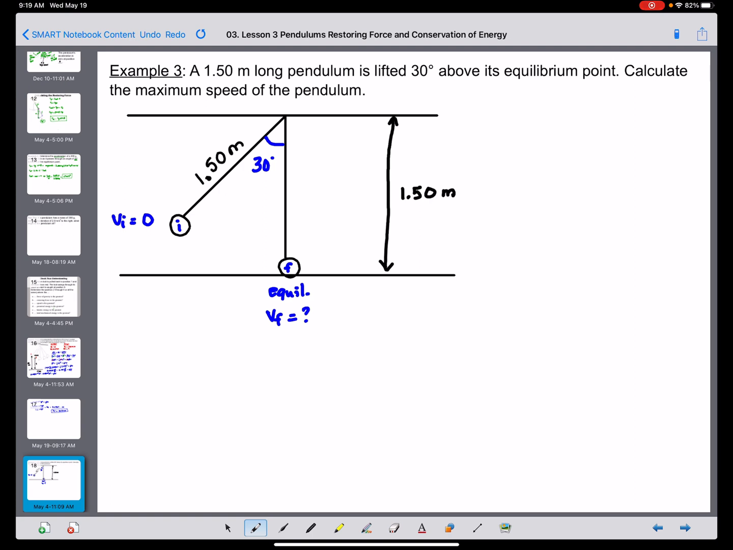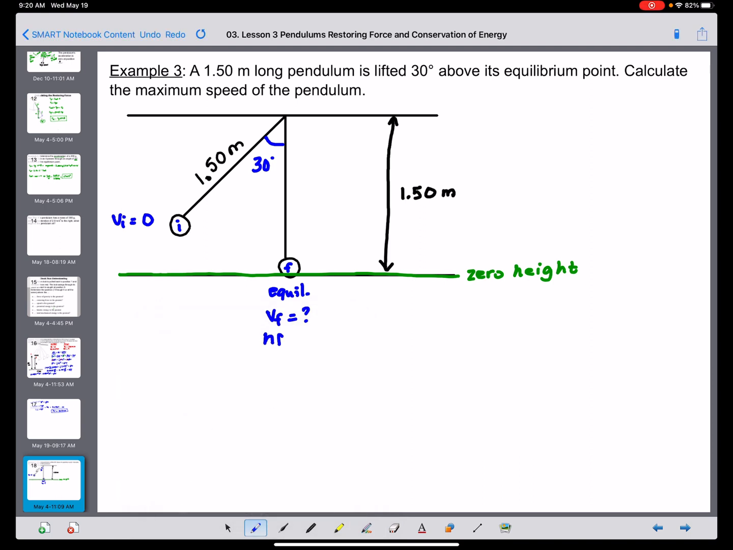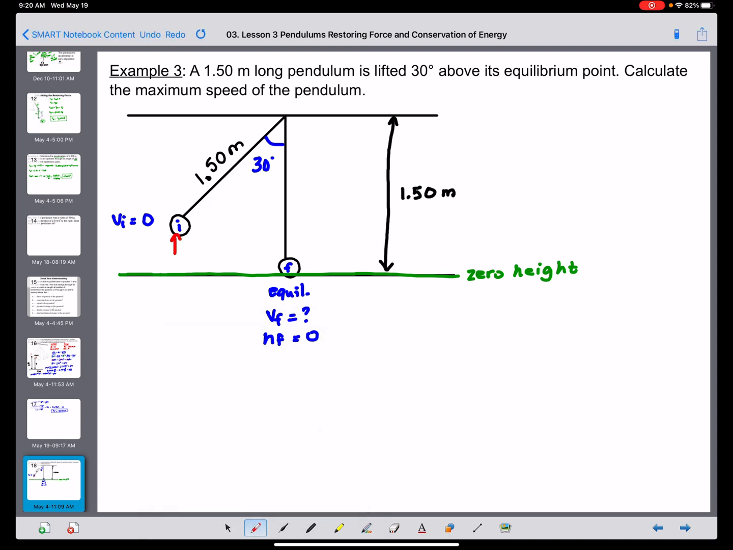Now, remember that when you're doing conservation of energy questions, you need to choose what you're going to call your 0 height. And so here, I'm going to make this line that I'm tracing over in green my 0 height. The reason I'm putting it there is because now I can say that HF equals 0, and it makes the math a little bit easier. Okay, but now I need to figure out what HI is. And HI is going to be whatever this distance that I just wrote down in red is.